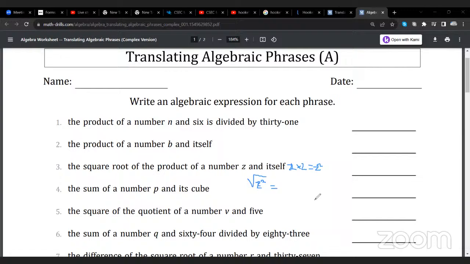Let's say if you guys are thinking, what's the square root of z squared? What's the answer for that? The square root of z squared. What's the answer for that?